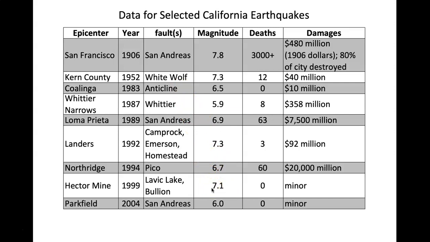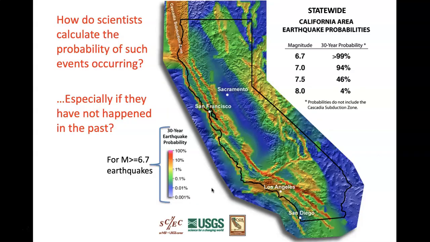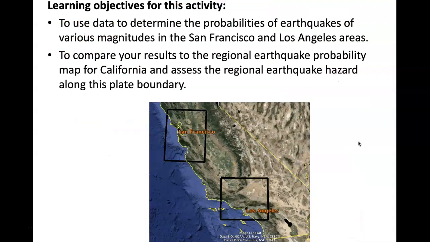And you can see that there's a variety of damage, variety of casualties. And the bottom line is that an earthquake of magnitude 7 or greater really hasn't occurred in San Francisco or Los Angeles over the past 100 years. But we know that they have occurred, and we know that there's been devastating consequences. So getting back to this map, how do scientists calculate the probability of these larger events, like a 7.5 or an 8, if they haven't happened in the recent past?